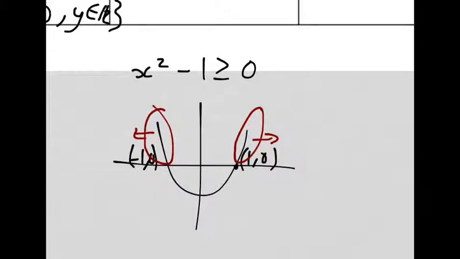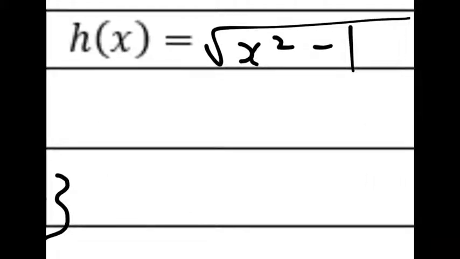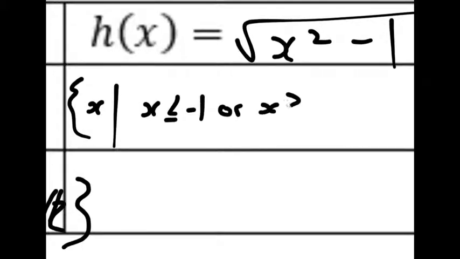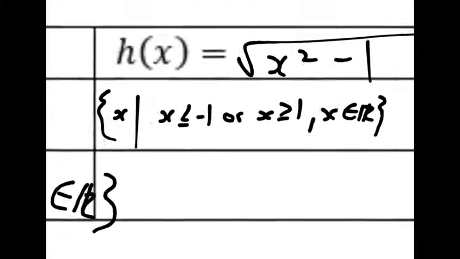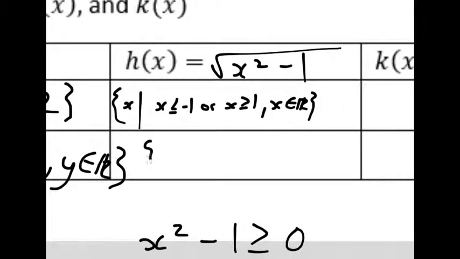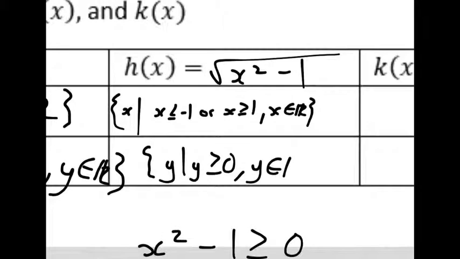Does that make sense? So in that case, I'm going to have to write pretty tiny here. Our domain is everything less than or equal to -1 or greater than or equal to 1 and all real numbers. Okay? And then the range, again, you're square rooting stuff, so you'll either get 0 or something bigger, so the range doesn't change. Follow?